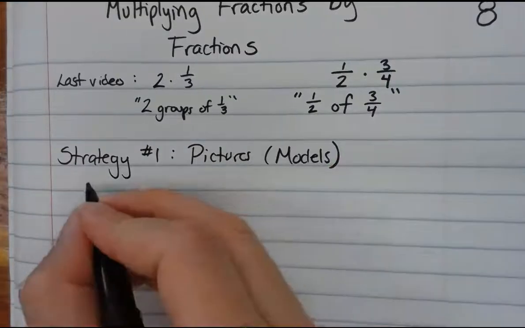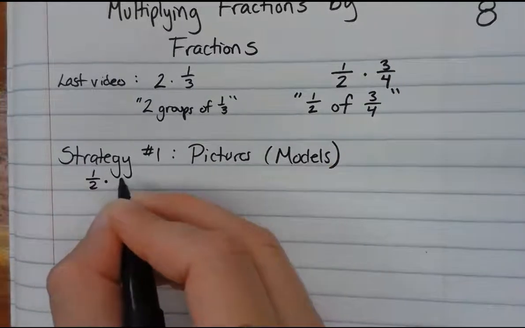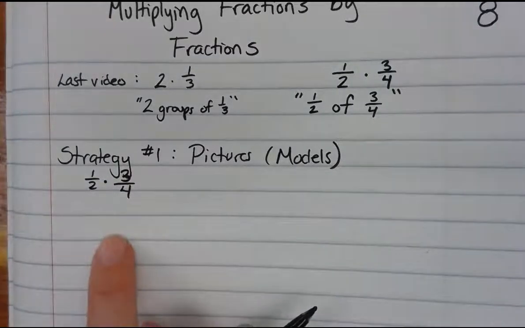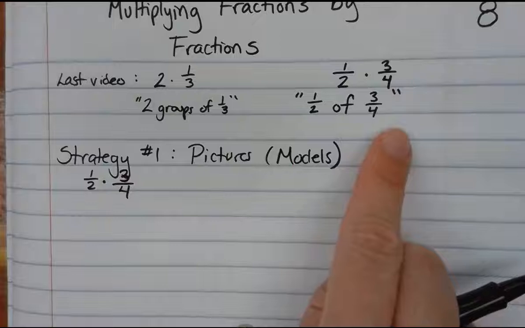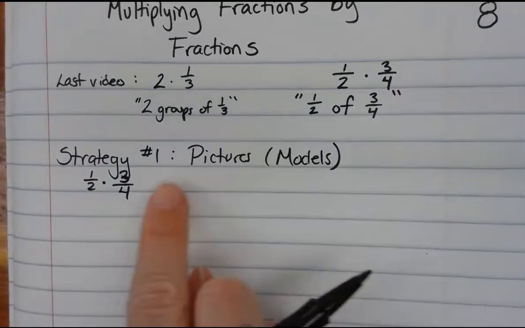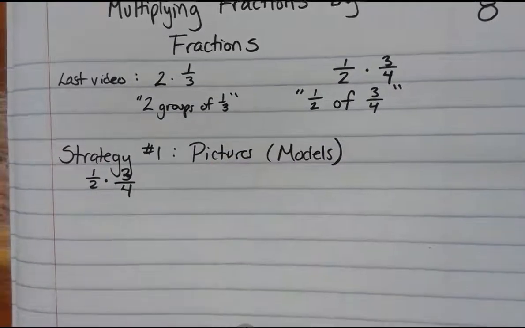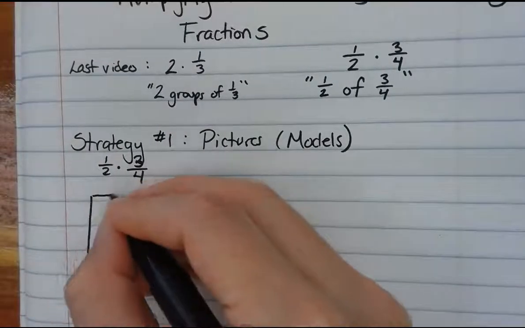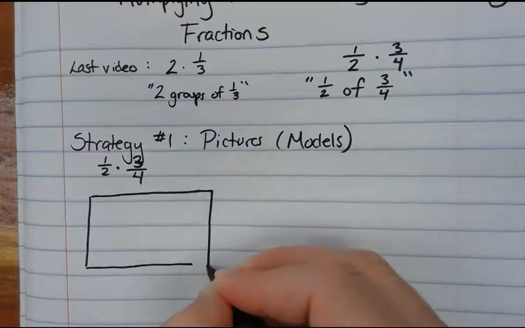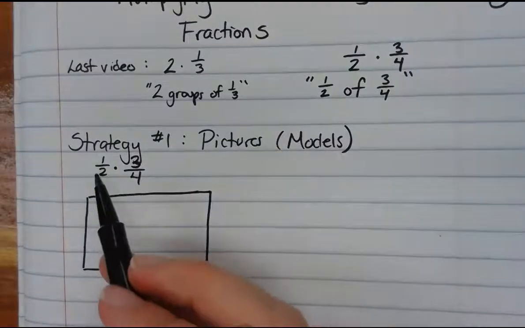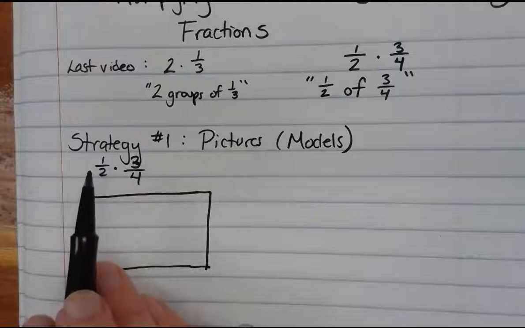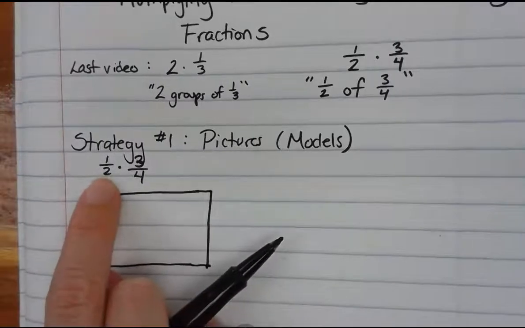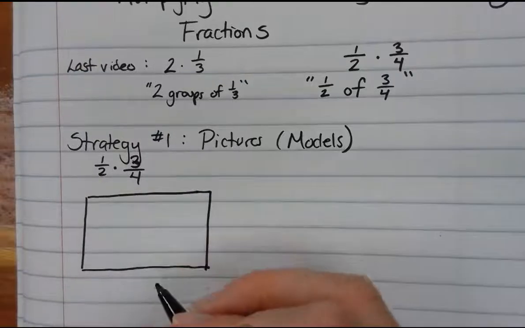So I'm going to rewrite that here. So let's do 1/2 times 3/4. So that's my problem that I'm dealing with. And I want to represent half of 3/4. So when I'm multiplying a fraction by a fraction and I want to do it by a picture, here's how I'm going to draw this. I'm going to draw a box, just a rectangle. And again, I'm going to think about what this question is asking me. It's asking me to find half of 3/4. And so if I'm looking for half of something, I'm going to go ahead and split this box in half.